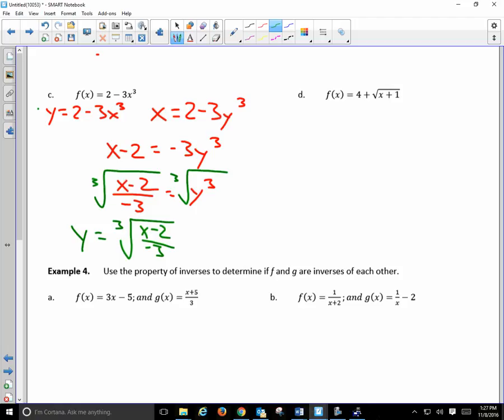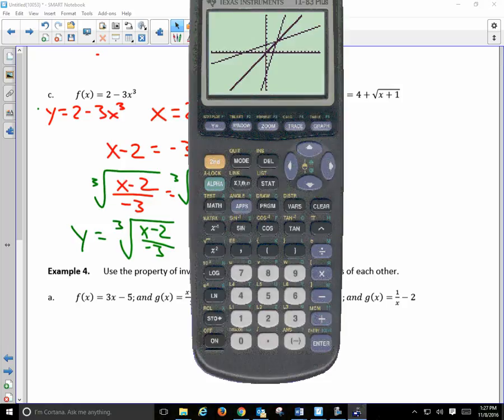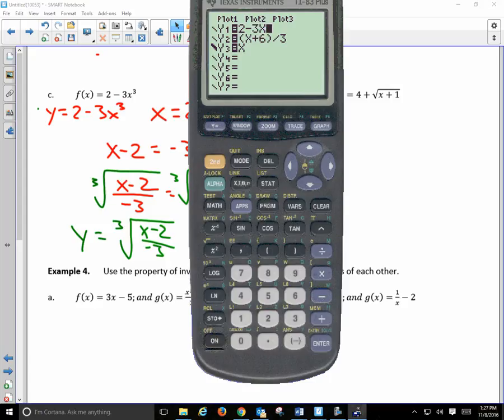Let's just leave it. Okay, but I'm curious as to whether or not it's right. So what I'm going to do is go into my y equals. I'm going to type in 2 minus 3x to the 3rd power. And then below that, I'm going to type in the cubed root, so that would be number 4 in your math section, x minus 2 divided by -3, parentheses. And as I graph this, it generates the cubic very quickly.